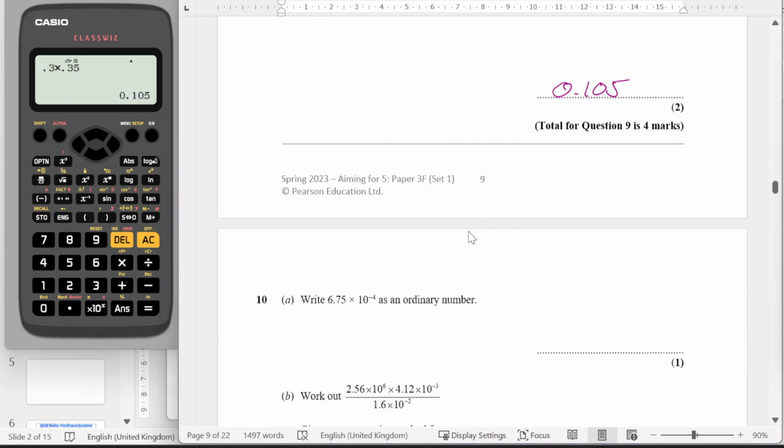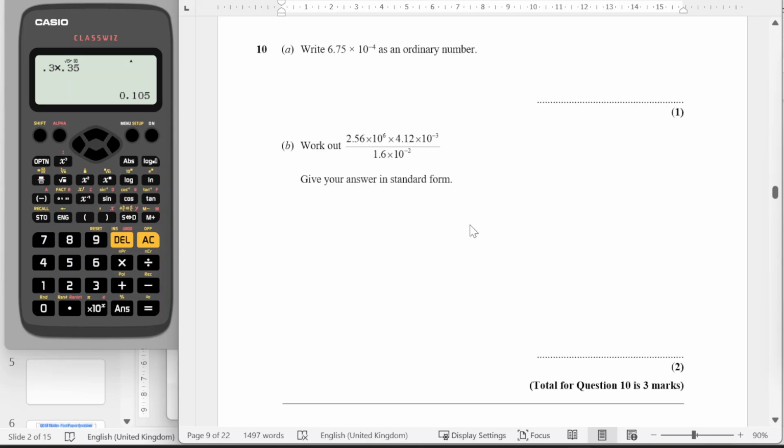Okay, question 10. Write as an ordinary number. So in effect, -4 means that we're going to have 4 zeros. 1, 2, 3, 4, and then the number 675.